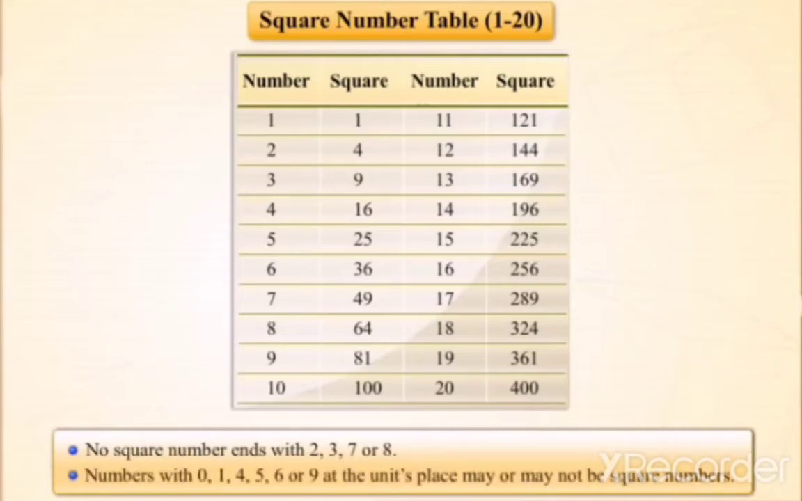Also, if the units place of a number is 0, 1, 4, 5, 6, or 9, then the number may or may not be a square number. However, a square number always ends in 0, 1, 4, 5, or 9. You can use a pattern to find the squares of some special kinds of numbers.